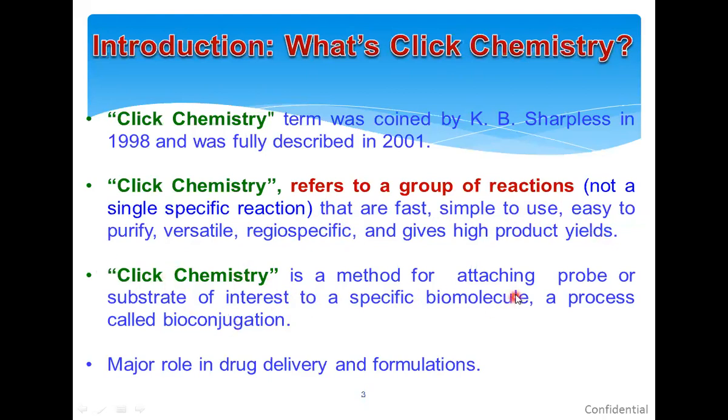Click chemistry is a method to attach a probe or a substrate of interest to a specific biomolecule. That's the principle that we use, and it's called bioconjugation. The readout can be either synthesis of DNA or protein or RNA, but the reaction that gives the output is click chemistry. And why is it important? Click chemistry has been used mostly in drug delivery and formulation study. I will show you the applications of click chemistry in pharmaceutical sciences, and why it's so important.